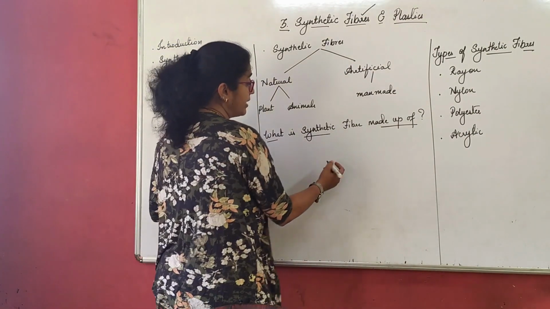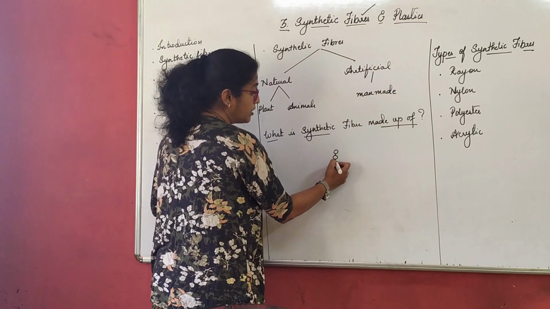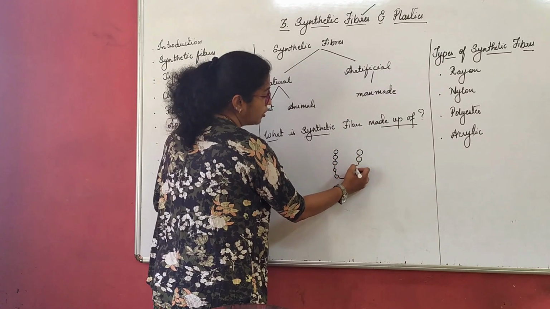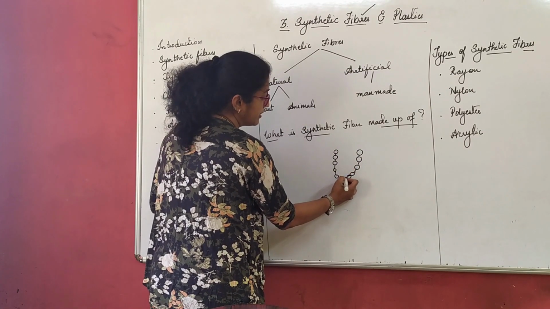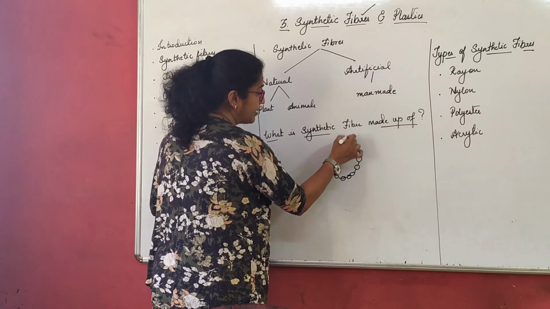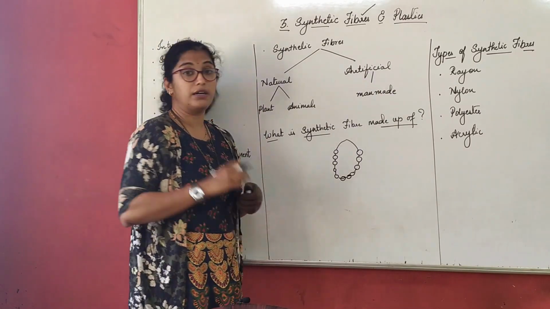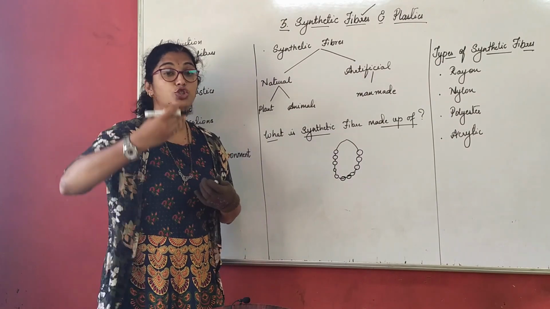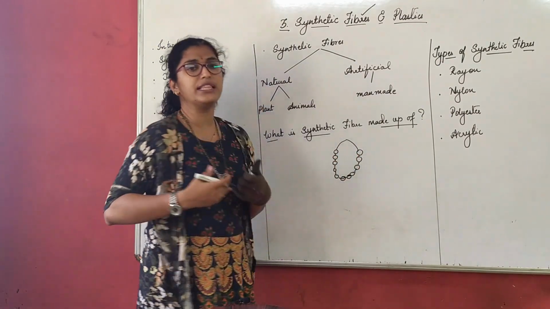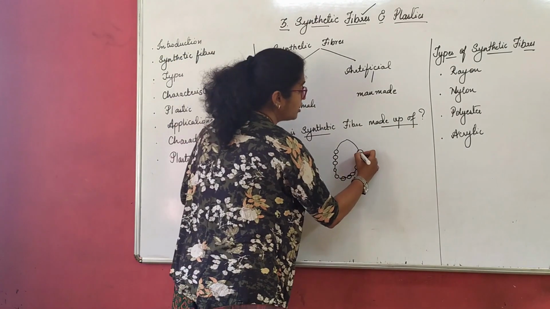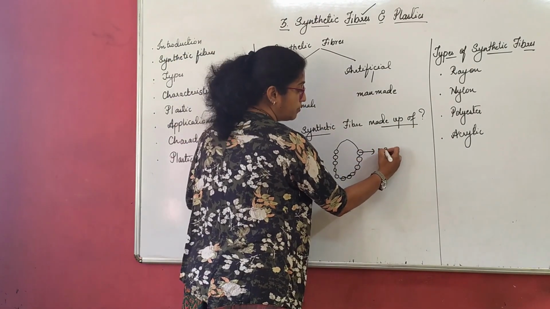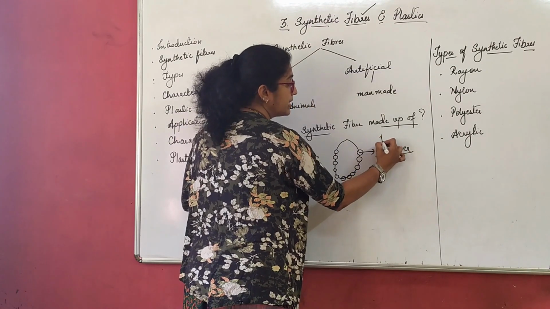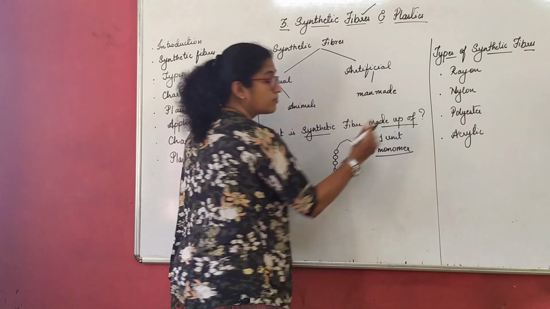Now suppose I give you an example, these are pearls. So these pearls are joined together, right? What do we get? We get a pearl set. Each pearl is joined one to another with a link, correct? So here each pearl is called a monomer. For example, what is a monomer? A monomer is nothing but one unit, one pearl.